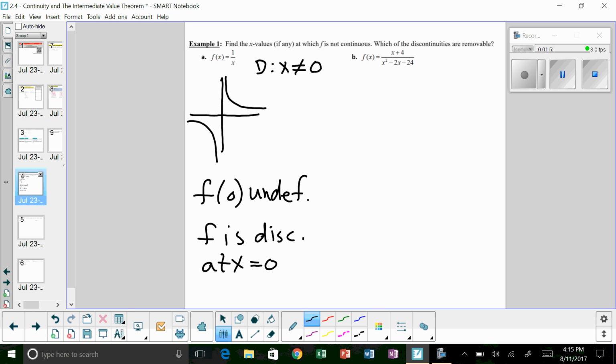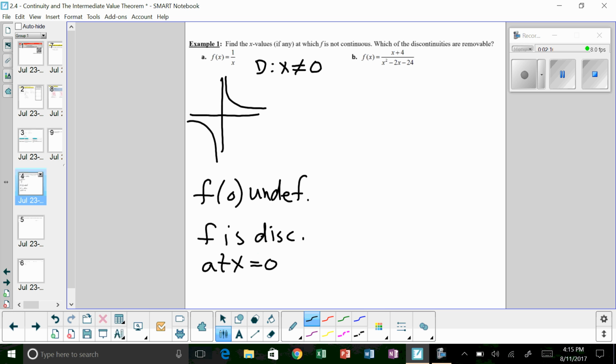Now, in terms of the type of discontinuity, you can see from the graph that because we have a vertical asymptote, this is going to be a non-removable discontinuity. We can't change one single y value and make the function continuous. Therefore, this is a non-removable infinite discontinuity.